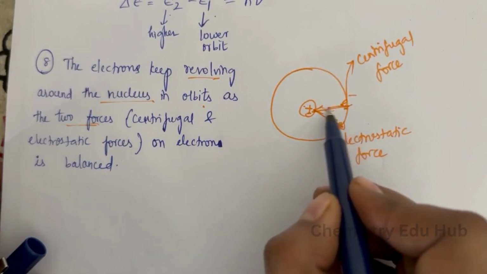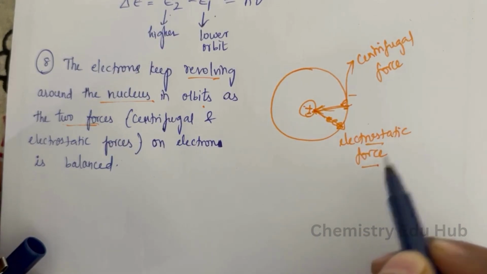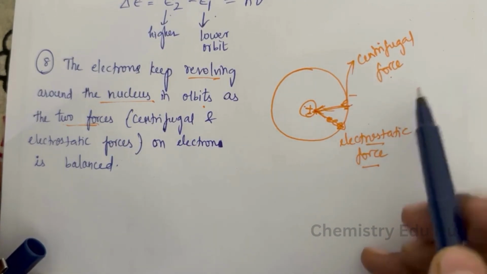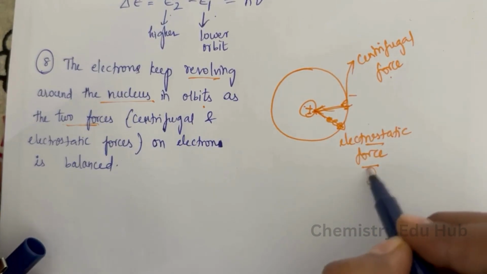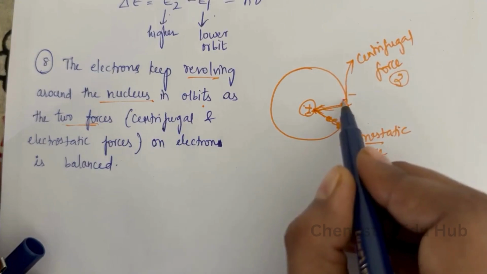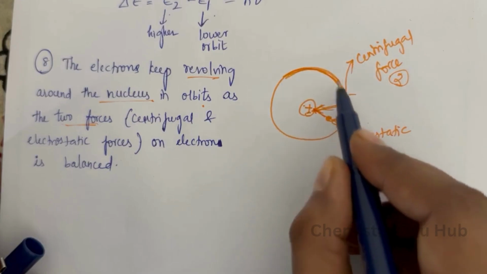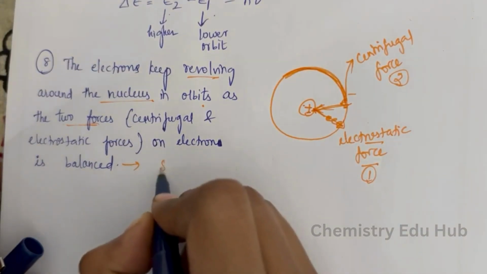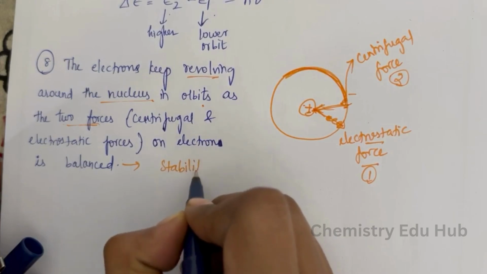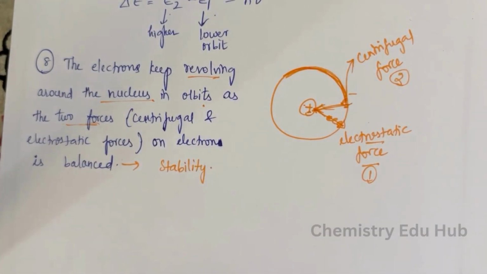So there is an inward force called electrostatic force, there is an outward force called centrifugal force. As these two forces are balanced, the electron stays in a proper orbit, or it moves in a circular path. This explains the stability of an atom. These are the postulates of Bohr's atomic theory.